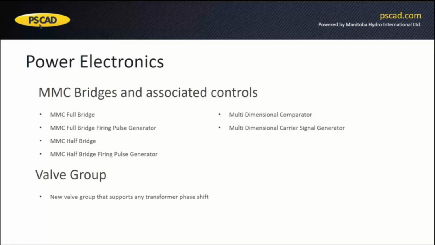The first group of components I would like to show is related to power electronics. Some of you may have seen the MMC related components that were available in the intermediate library in 4.6. Now they are in the master library, and we also created a new 6-pulse wire group model that supports any transformer phase shift. So let me switch to PSCAD.